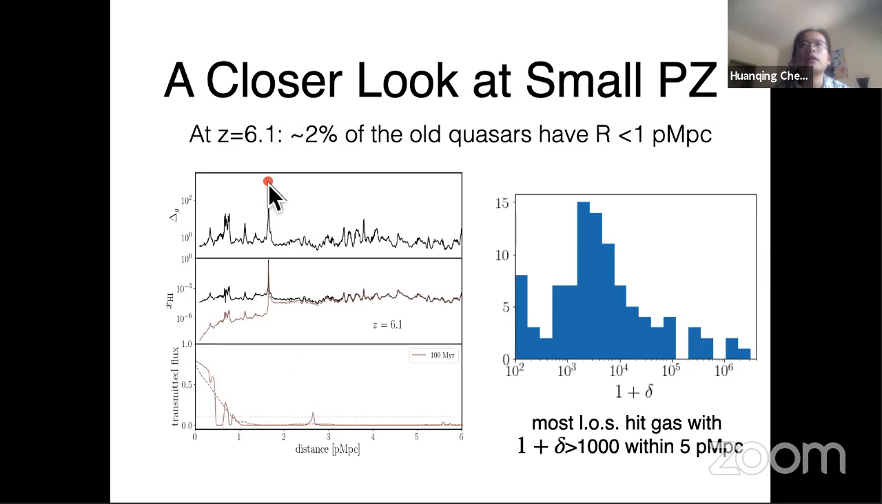And if we plot the overdensity of this cloud in a histogram, it will look like the right figure. And most of them hit gas with an overdensity above 1,000 within 5 physical megaparsec.